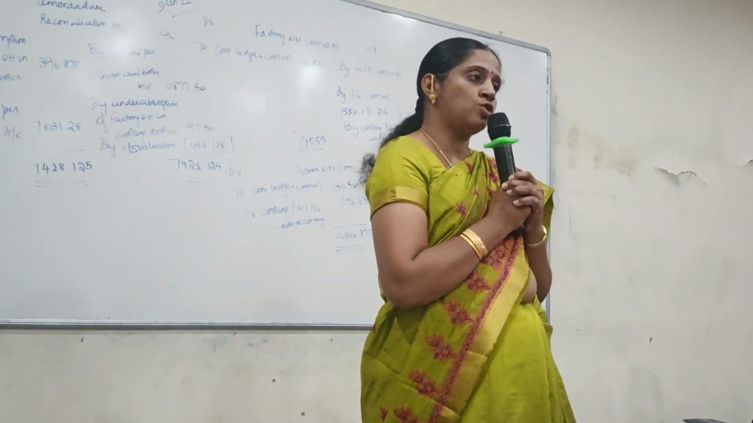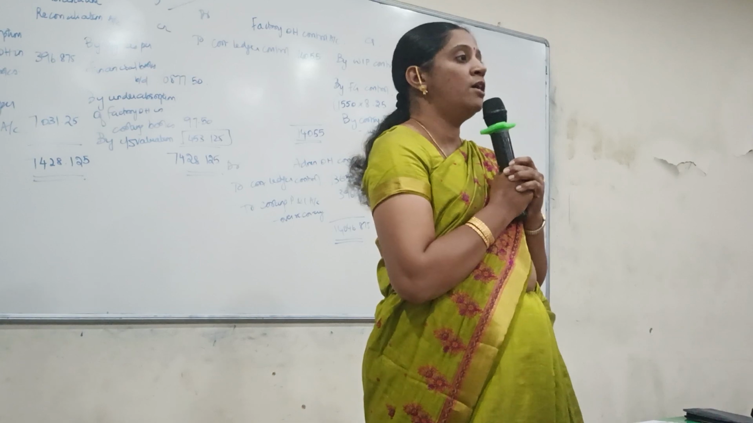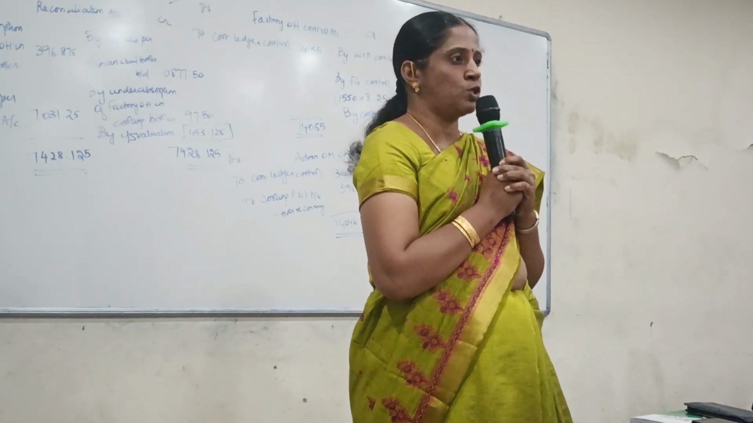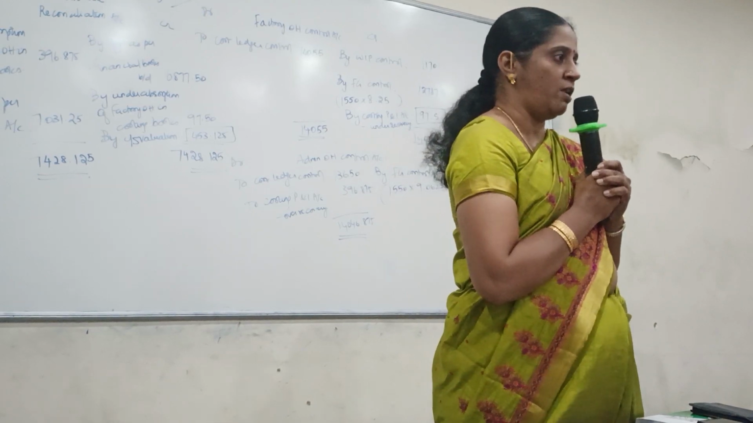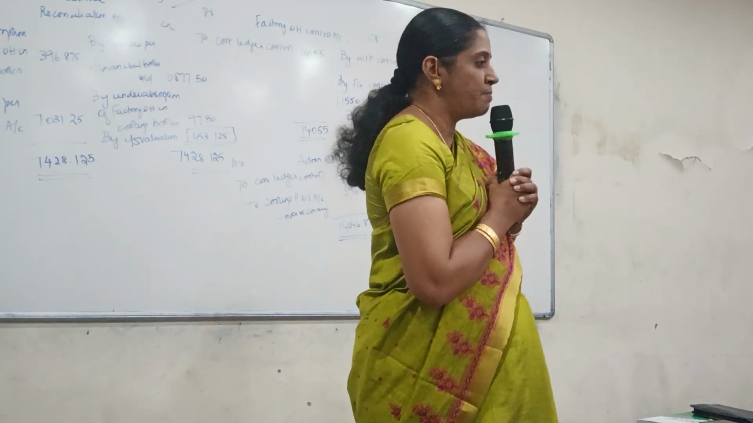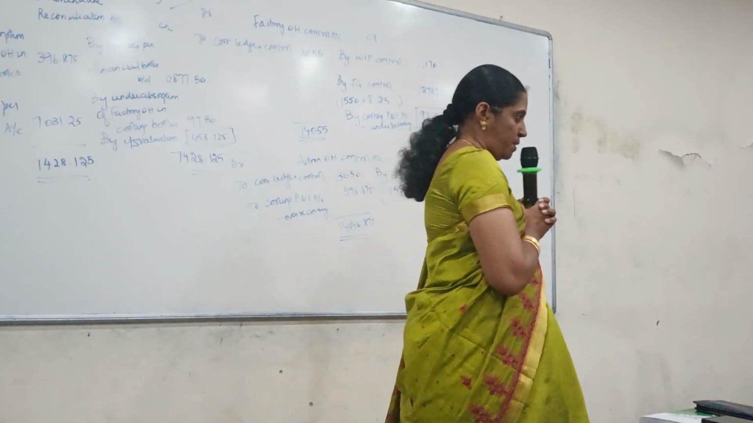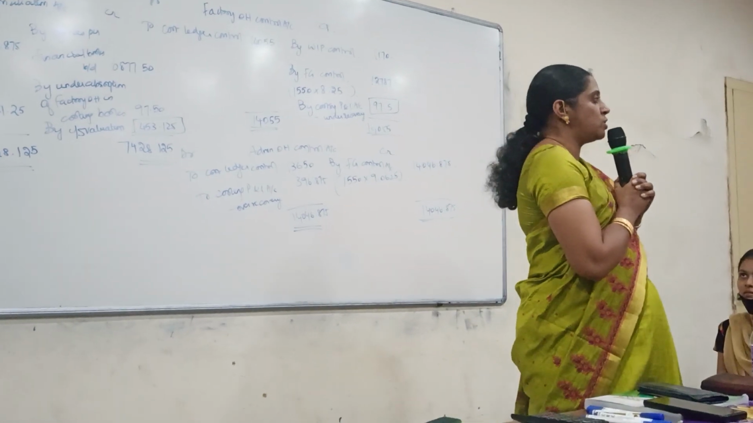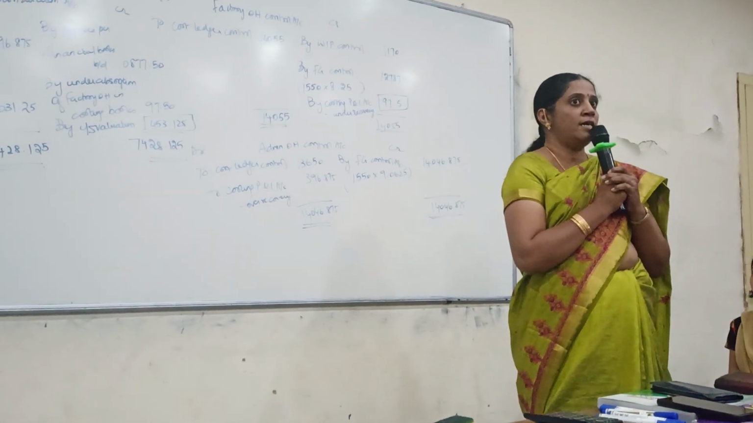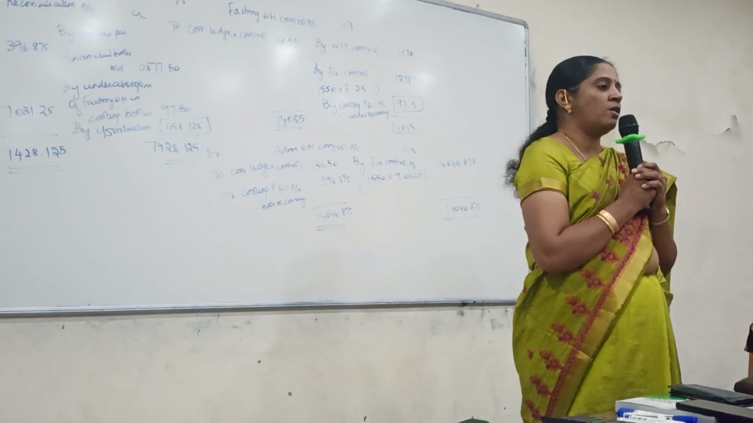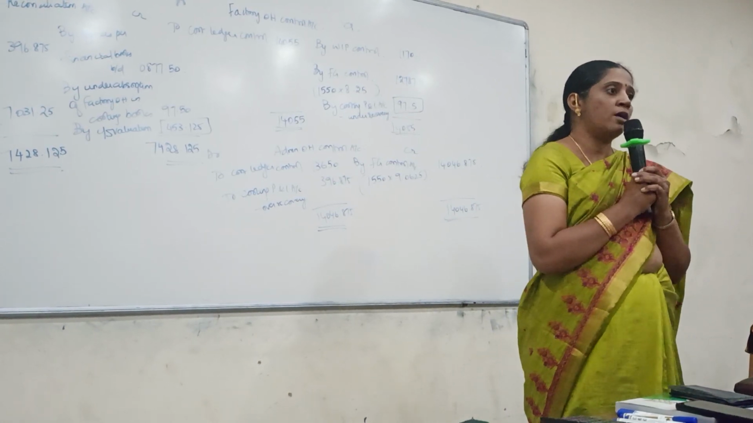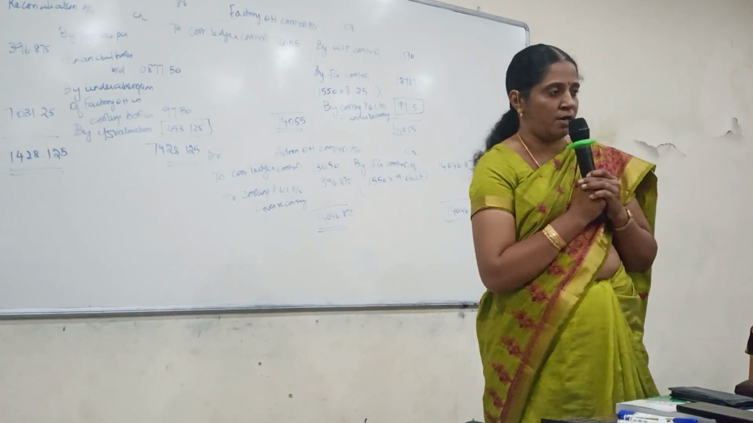Then we moved into stock levels, wherein we had reorder level, maximum stock level, minimum stock level, average stock level, and danger level. Reorder level is maximum consumption into maximum reorder period. Maximum stock level is reorder level plus reorder quantity minus minimum consumption into minimum reorder period. Minimum stock level is reorder level minus normal consumption into normal reorder period.